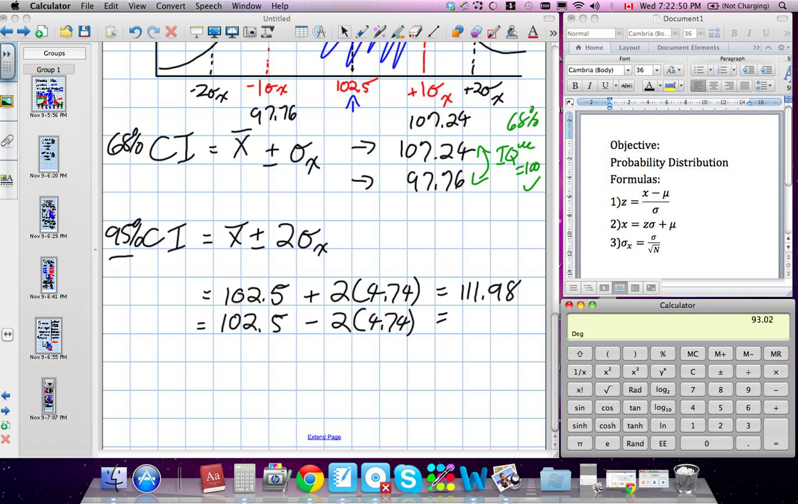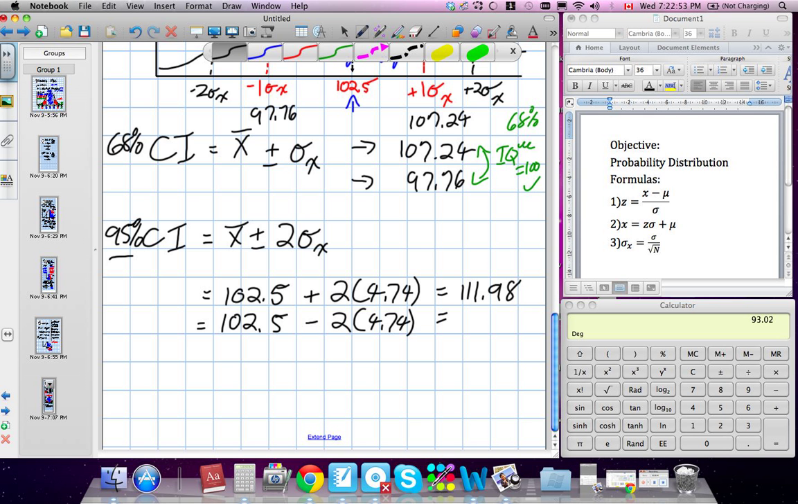Actually, there's a better way to do this. We can do 102.5 plus brackets 2 times 4.74 brackets equals 111.98, or we do 102.5 subtract brackets 2 times 4.74 brackets, which is 93.02. So now here's our new range, which is essentially 2 standard errors from the mean.